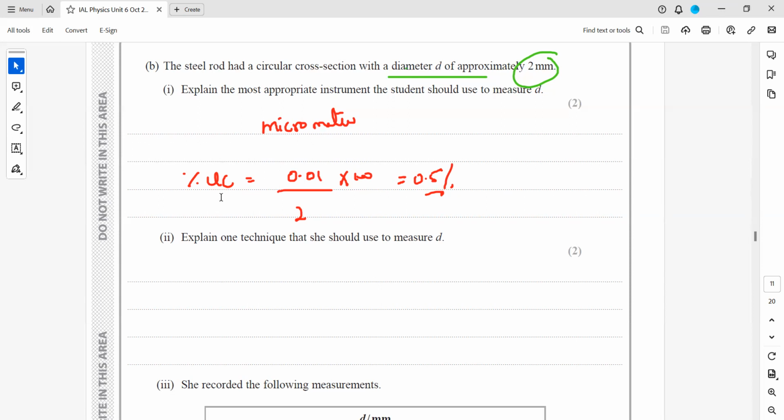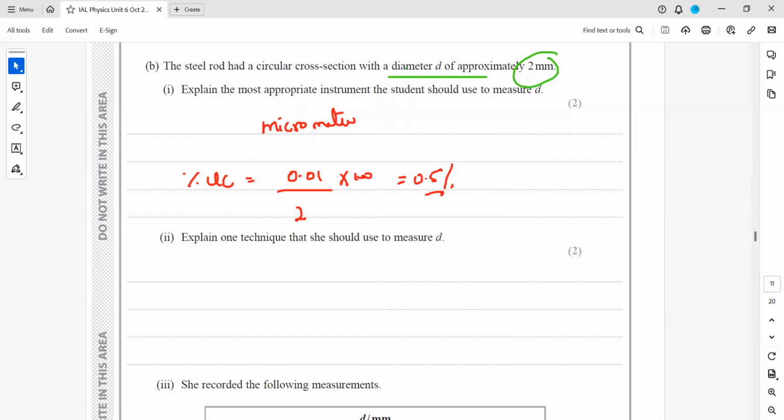Explain one technique that she should use to measure D. So whenever we are using a micrometer, what should we do? We should measure the distance from different orientations and take an average. So repeat with different orientations, calculate an average, which will reduce the random error, or check for zero error to eliminate the systematic error.